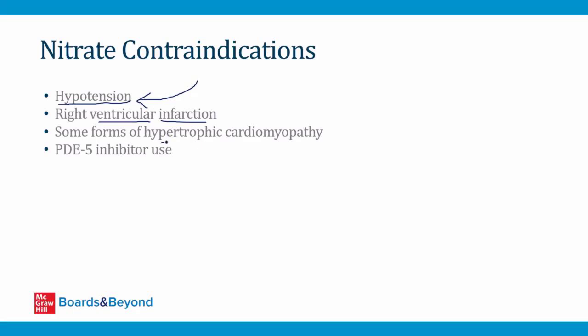And then there are some forms of hypertrophic cardiomyopathy where there's an obstruction to outflow of blood from the left ventricle. Patients with these forms of hypertrophic cardiomyopathy are dependent on their preload, so you don't want to give them nitrates. And I talk about this in the video on hypertrophic cardiomyopathy. And then lastly, PDE5 inhibitor drugs are used to treat erectile dysfunction.